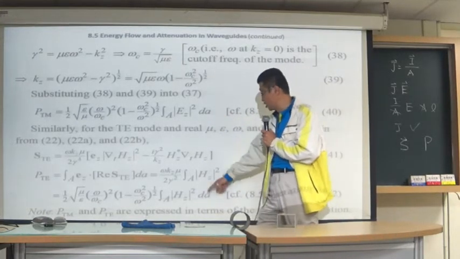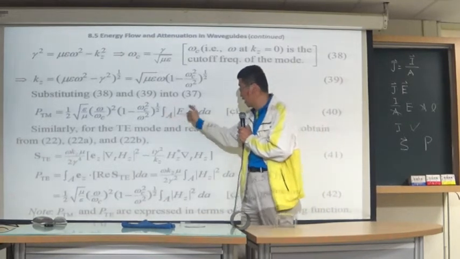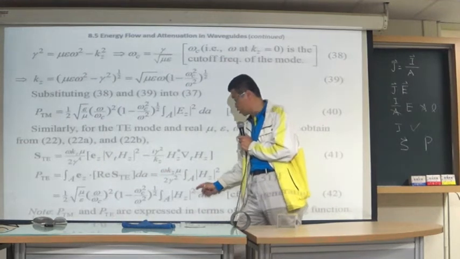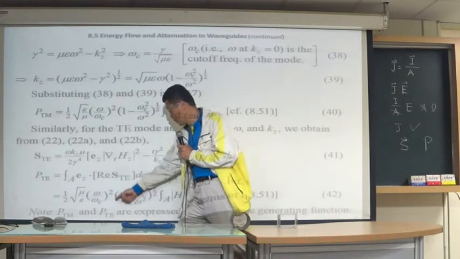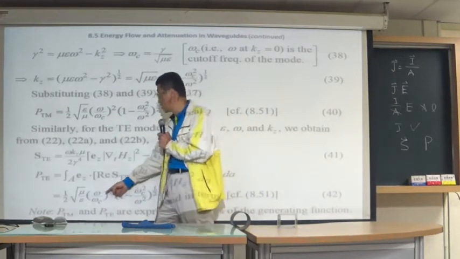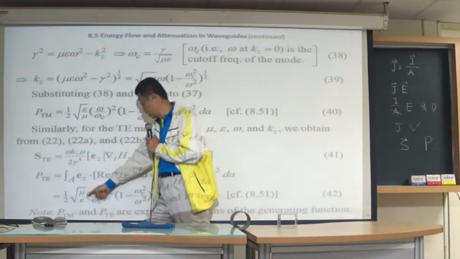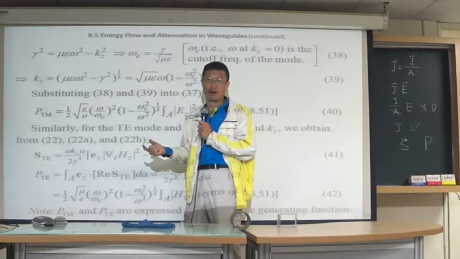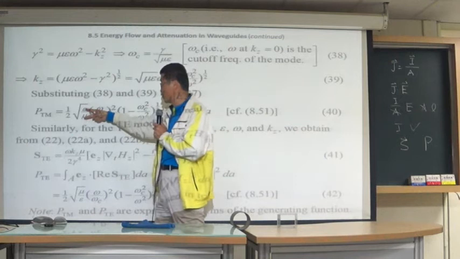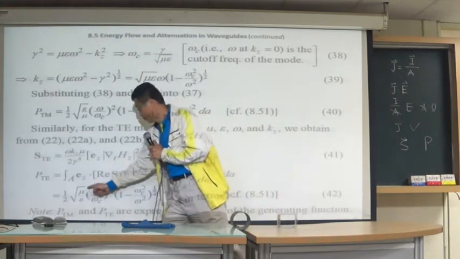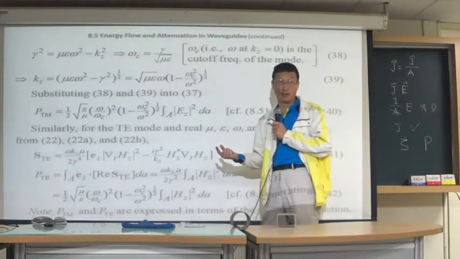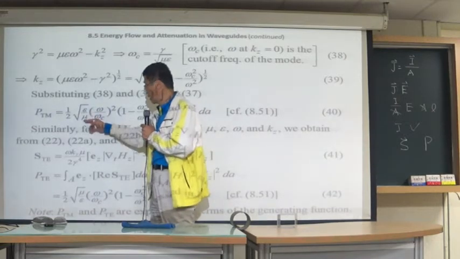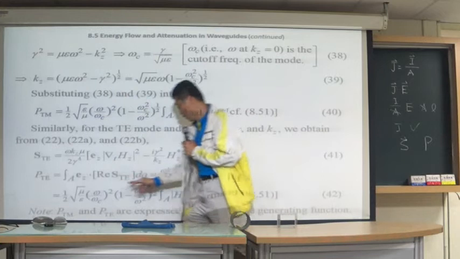Let's compare this one and this one. The integrand, Ez squared, is for TM mode. For TE mode, it's Hz squared, okay? This part is the same, this part is the same, and this part, omega, is the same. This one is epsilon over mu, and this one is mu over epsilon. So the major difference is epsilon over mu versus mu over epsilon. Actually, epsilon over mu times this one and mu over epsilon times this one are equivalent. So that's the major difference here and here.